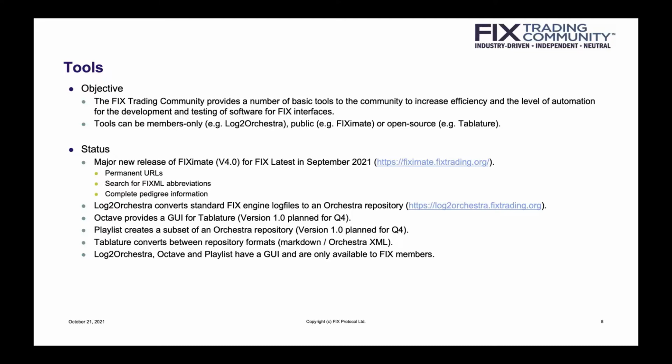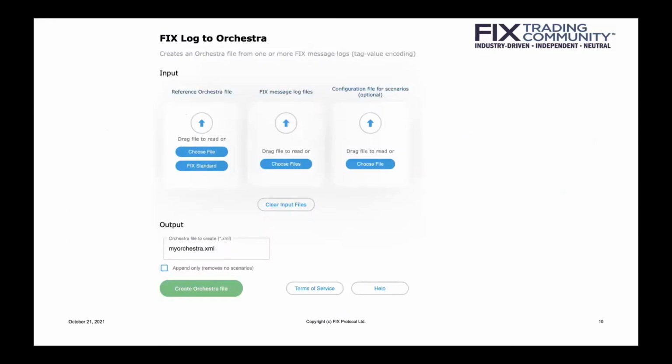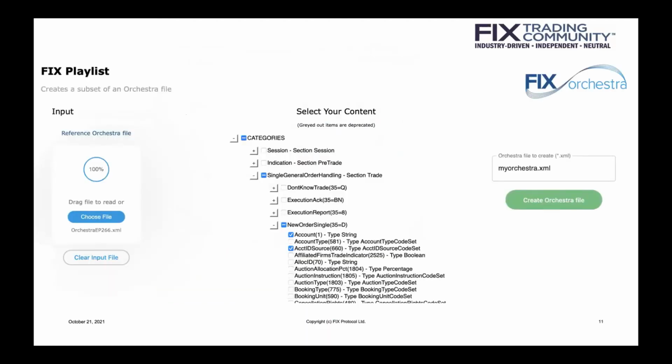And the GUIs are currently just available to FIX members. The GitHub Tablature project is an open source project. So with that, just a glimpse here of the screenshots of the different tools: FIXimate, FIX Log to Orchestra to convert things, and FIX Playlist is maybe the most interesting new thing on the horizon, where you can actually click your way through the GUI to put together whatever you need there.